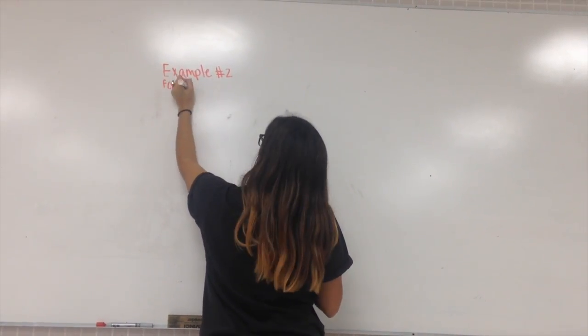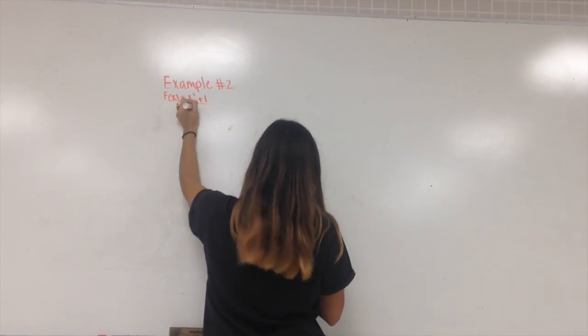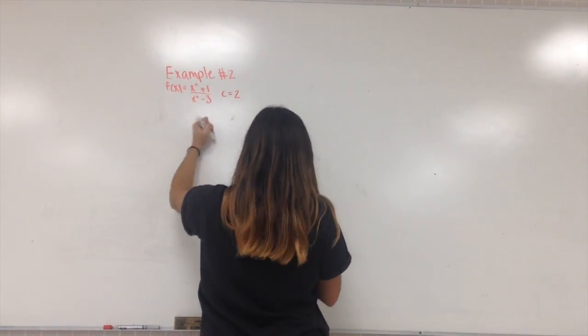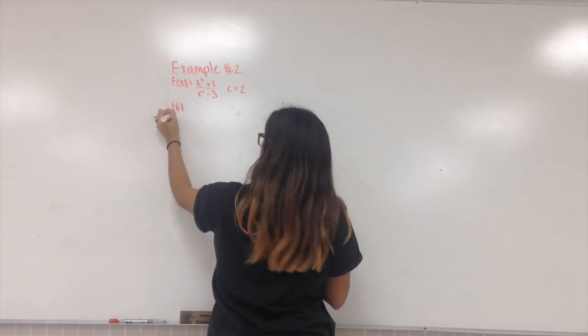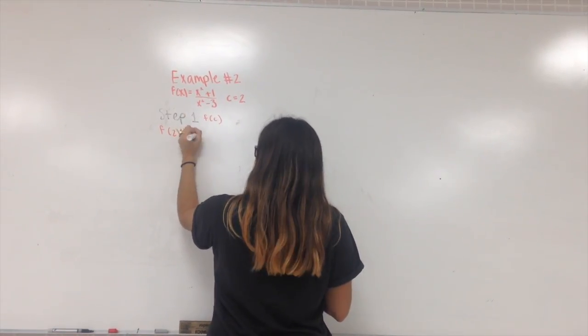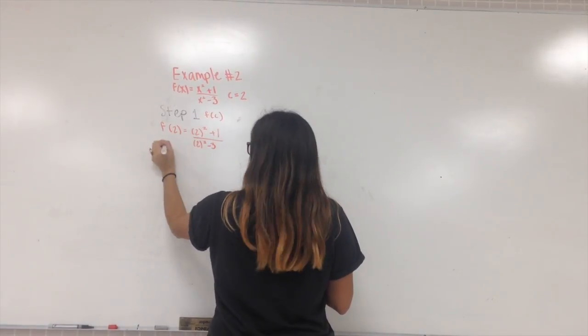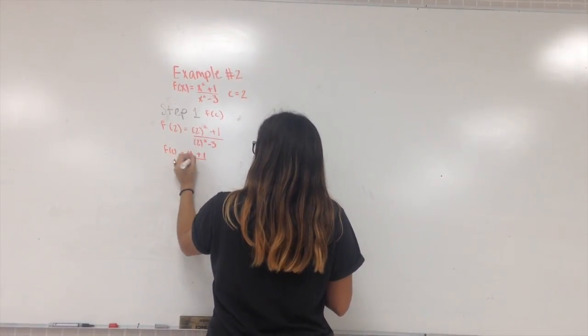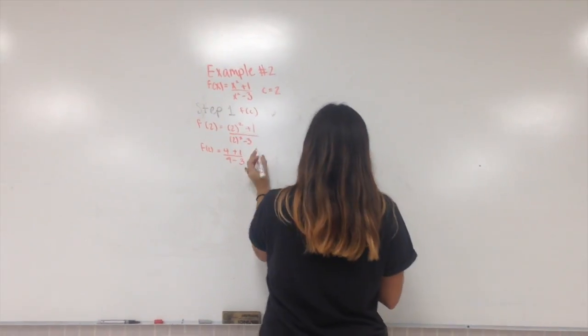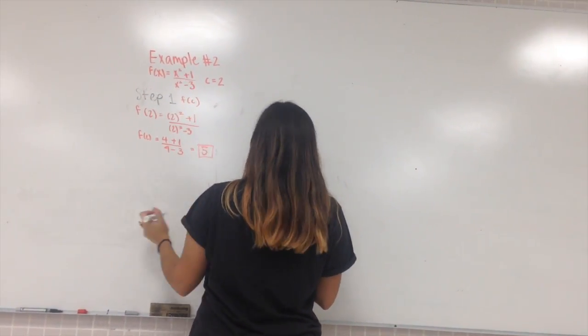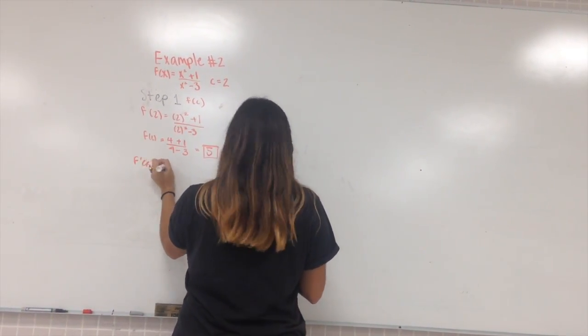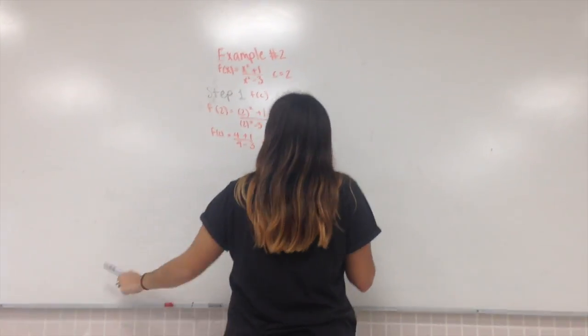Example 2. We have f of x equals x squared plus 1 all over x squared minus 3 at c equals 2. First, as we did before, let's evaluate f of c to get what will stand as y1 in our point-slope formula. f of 2 equals 2 squared plus 1 all over 2 squared minus 3, which results in 4 plus 1 divided by 4 minus 3, and gives us a result of 5.